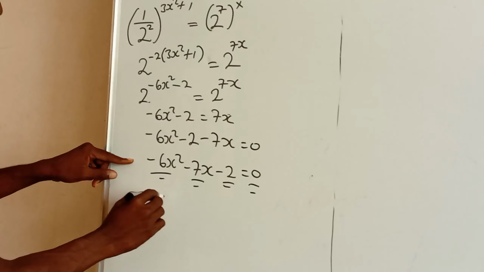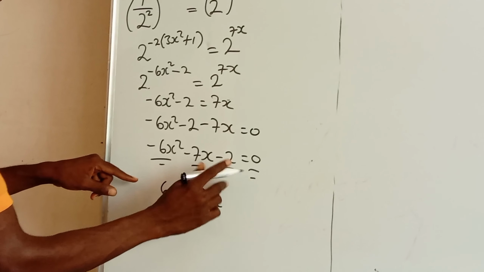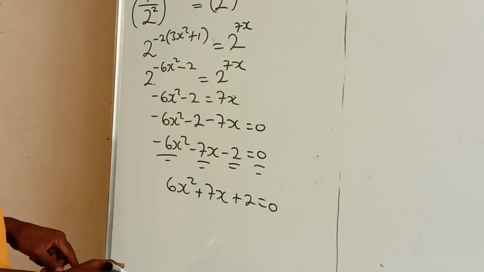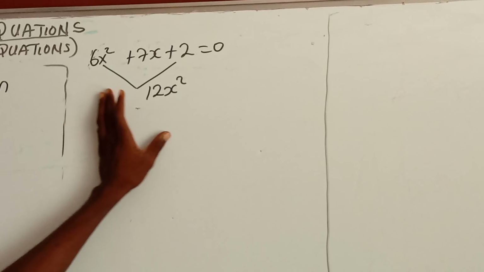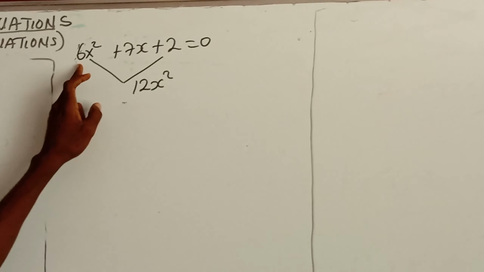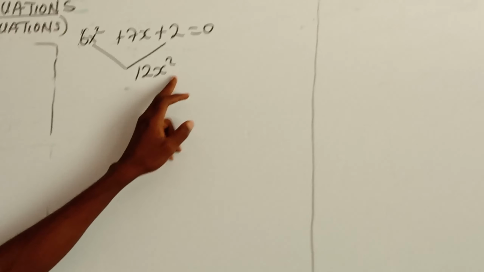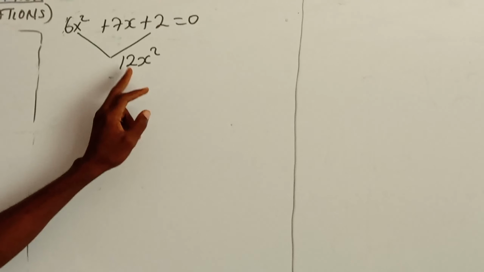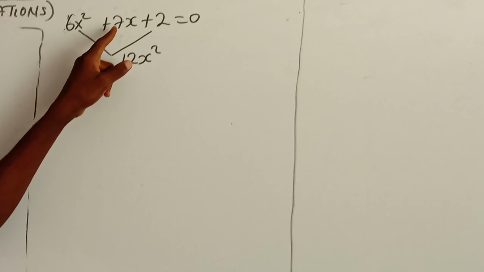So 6x² minus 7x, minus times minus is plus, plus 2 equals 0. Right? First of all, 6x² times 2 will give us 12x². So this is a product. Find two numbers which, when you multiply, give 12x², but when you add, the answer should be plus 7x.